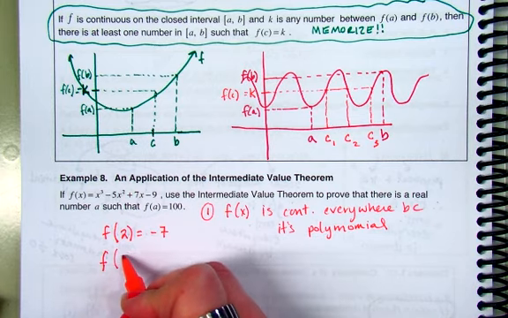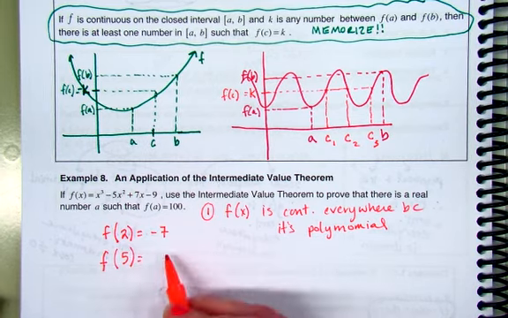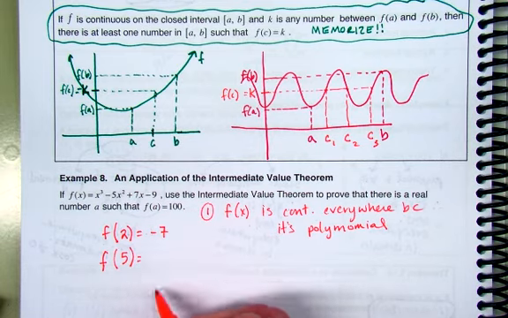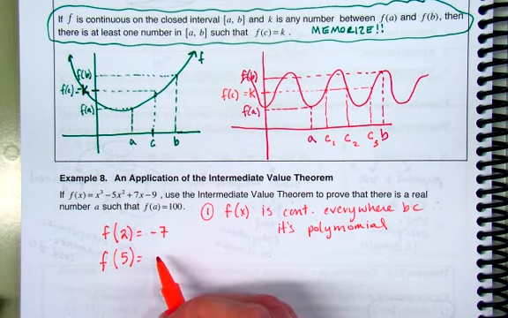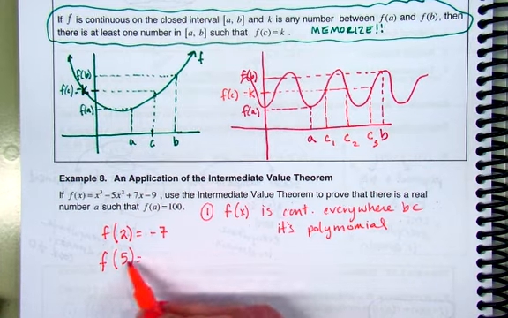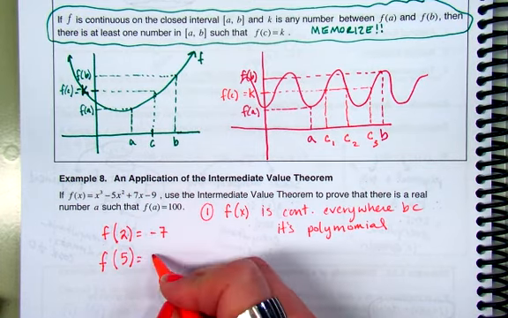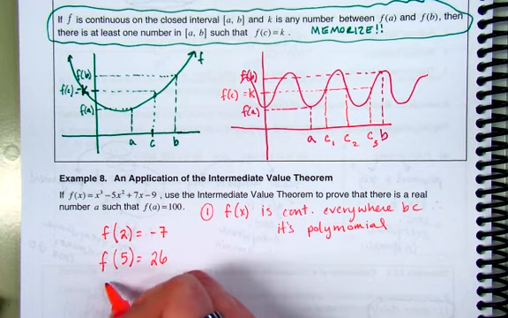Let's try f of 5. Again, we're trying to get to an f of a that's equal to 100. And basically what we're looking for are two numbers that are going to be on either side of 100. One less than 100, one greater than 100, right? So when I plug in a 5, and again, use your calculator, work it out, you should get 26. Okay, so we're getting closer.